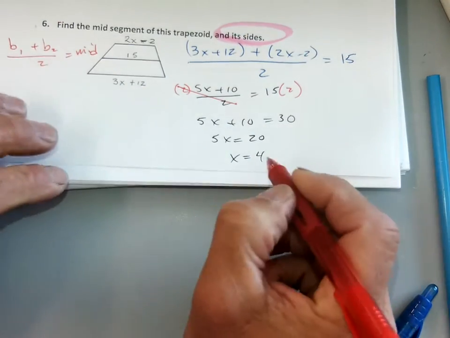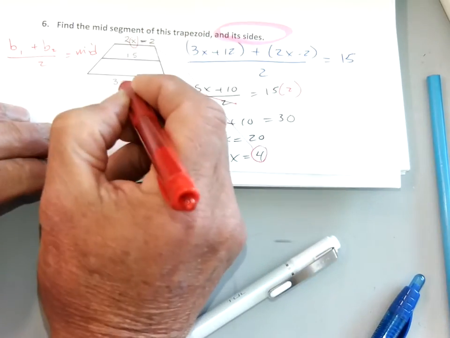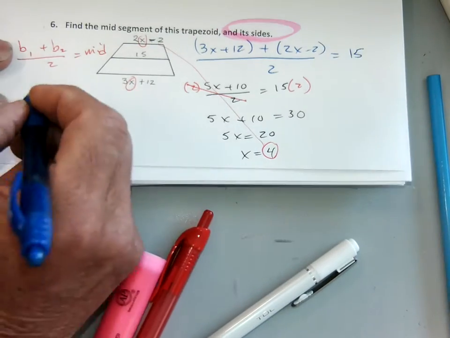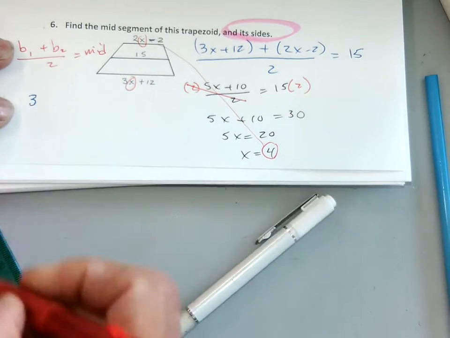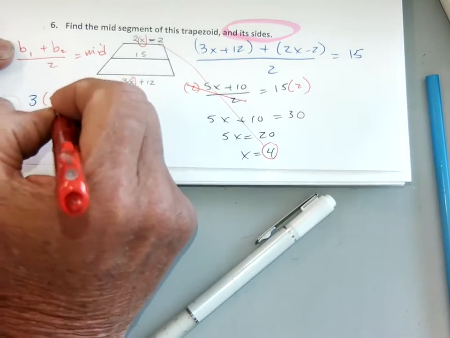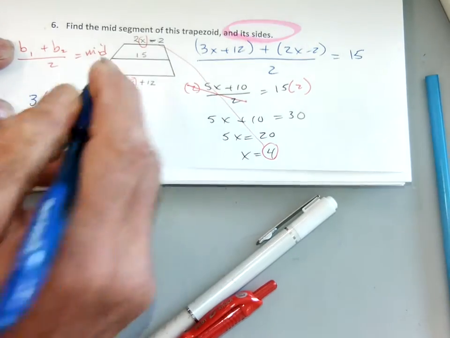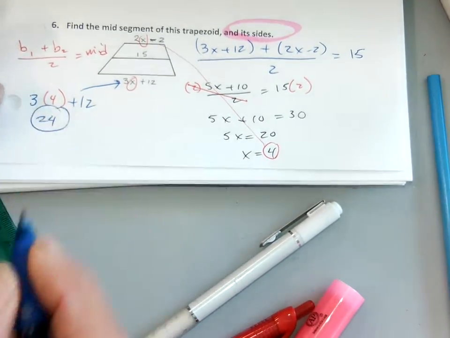So let's take our 4 and plug it in for x. There and there. All right, so base 1. Base 1 is a 3 times a 4 now, because I put the 4 there, plus 12. So I get 12 plus 12 is 24. Okay, so base 1's 24.